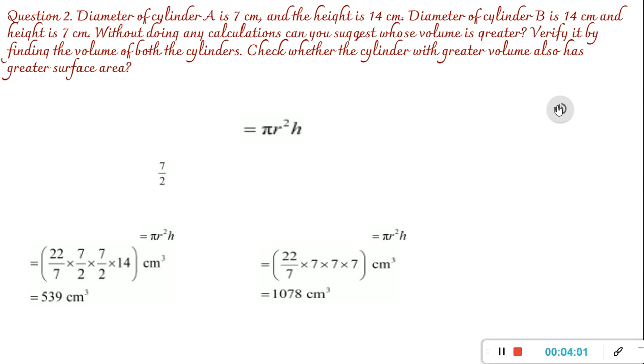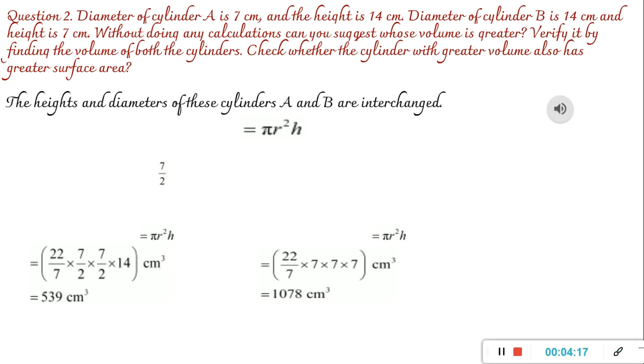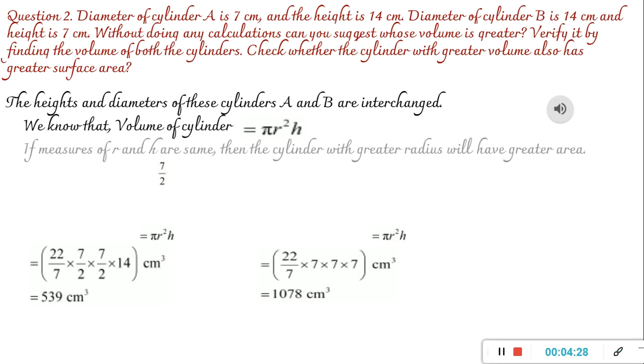Let's see. Here we can see that in cylinder A the diameter is 7 and height is 14, and in cylinder B the diameter is 14 and height is 7. Means vice versa it is given. Interchanged, right? The height and the diameters of cylinders A and B are interchanged. Now first we know the formula for the volume of a cylinder: pi r square h. If the height is the same, then the cylinder with a greater radius will have greater volume, right?